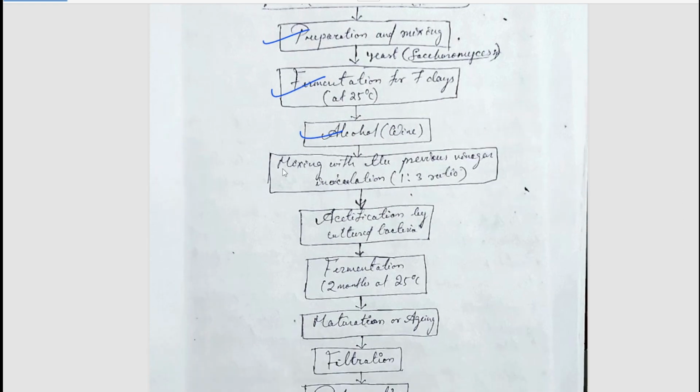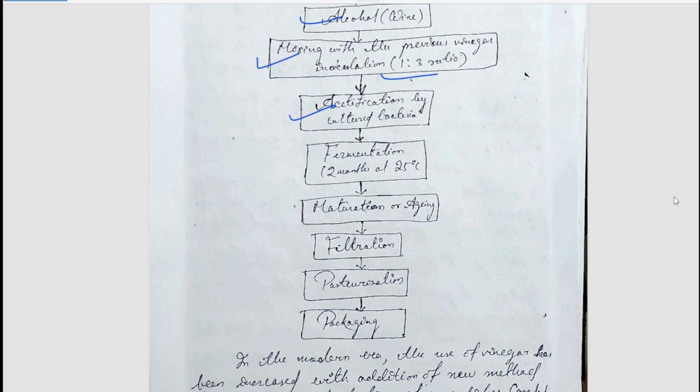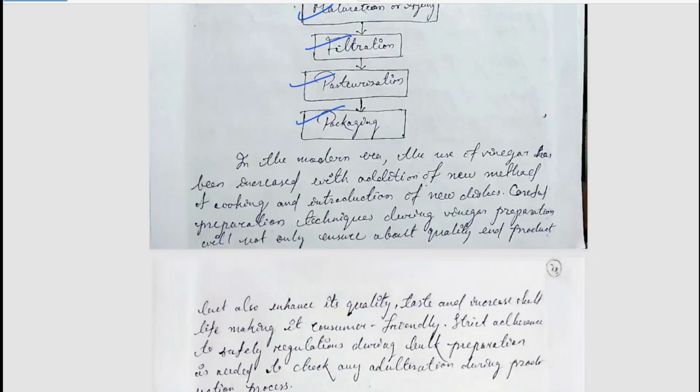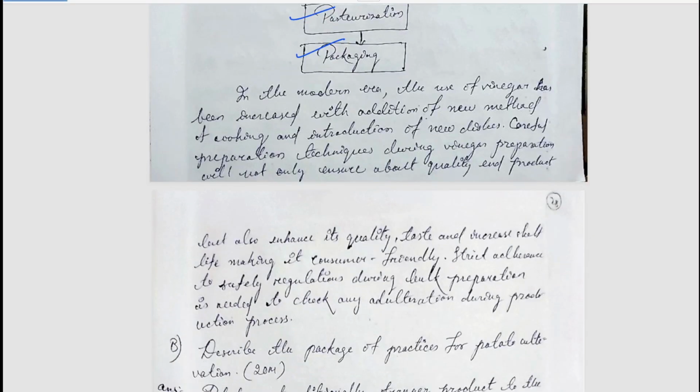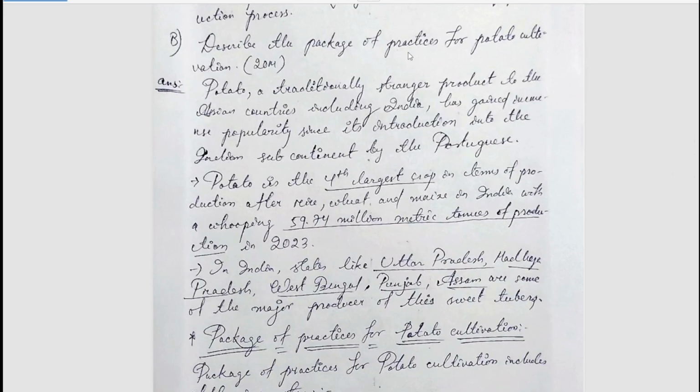Then we will mix it with previous vinegar in a 1:3 ratio. We will do acidification by cultured bacteria. Then again fermentation, maturation, filtration, pasteurization, and packaging. So this is how vinegar is produced. So well written points. Now let's move to the next question. The next question is discuss the package of practices of potato cultivation.